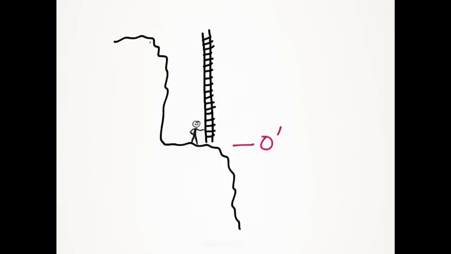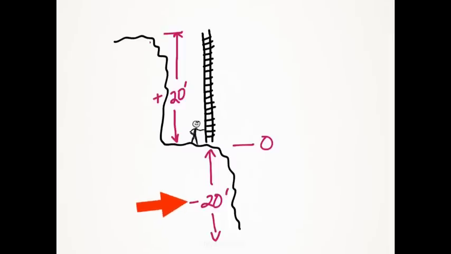We're going to mark your position at 0 feet. Going up the cliff is exactly 20 feet. 20 positive feet because we're going up. Strangely enough, going down the cliff is exactly 20 feet, but this time it's going to be negative feet instead of positive.